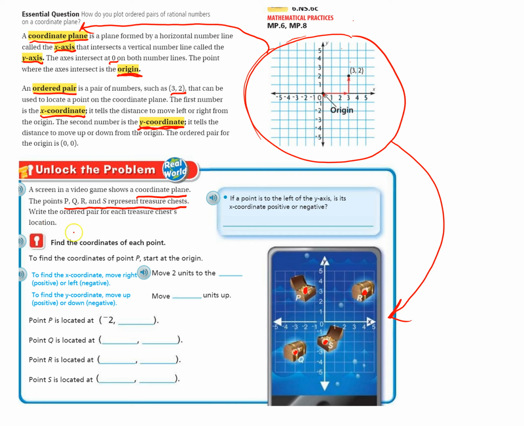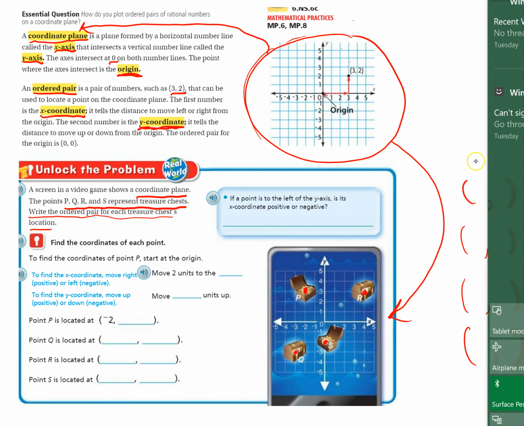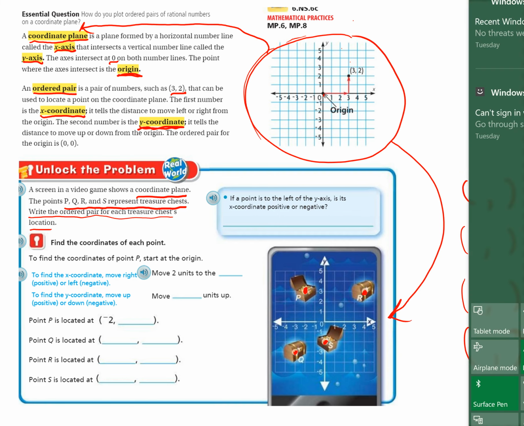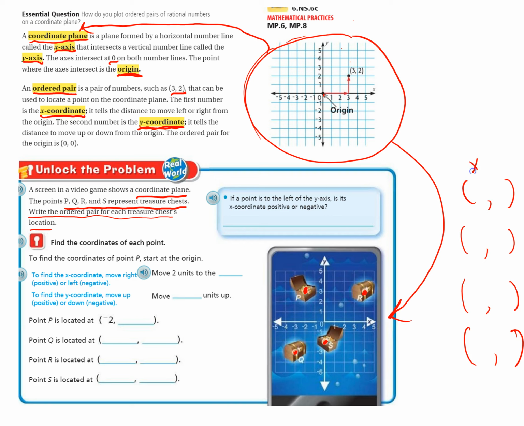Write the ordered pair for each treasure chest's location. That's what they're asking us to do. So that means I'm going to be writing ordered pairs, and there's 4 treasure chests, so I'm going to have 4 ordered pairs. And remember, the first number is always where you are on the x-axis. The second number is where you are on the y-axis.